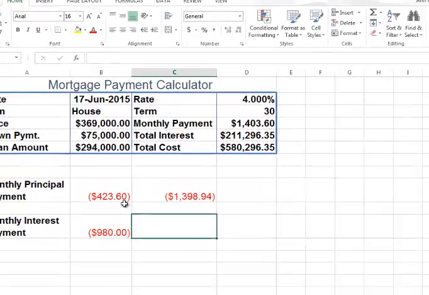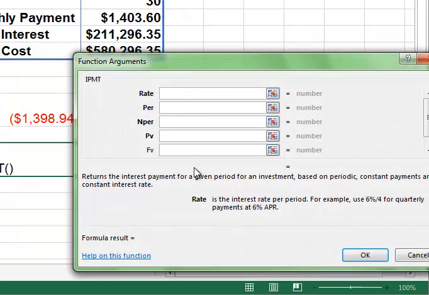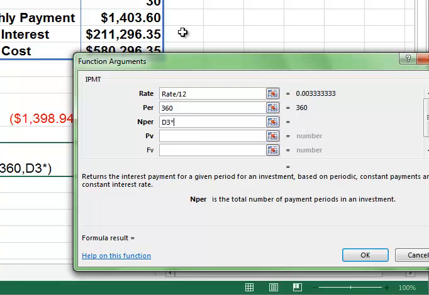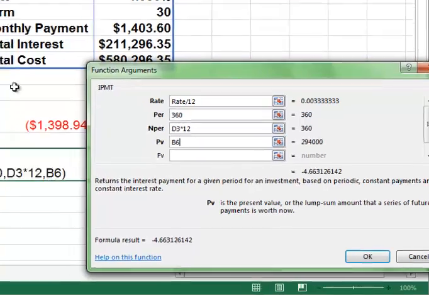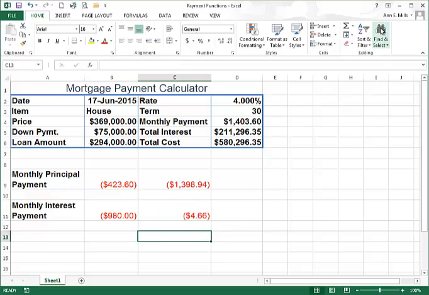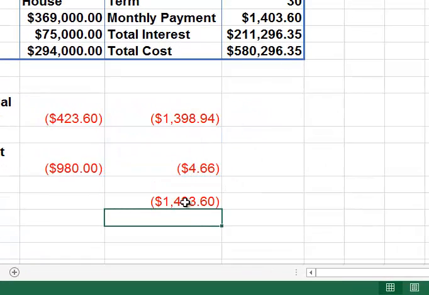And then your monthly interest payment, put in the IPMT again. This time we want the rate divided by 12. Period again is the very last one. We want to know how much interest is being applied to our monthly payment at the end. And the NPER is your term times 12. And then the present value is your loan amount. This time only $4.66 is going towards that. And again, if you would sum those up, it'll come up to the same total that we see for our monthly payment. So those should match.